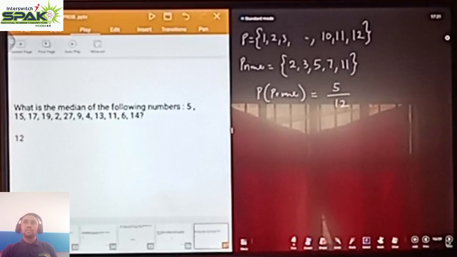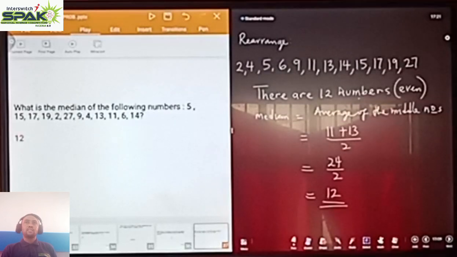What is the median of this set? Don't forget, rearrange. When we rearrange them, you see that here we have 12 data, which is even. So the even data will leave 2 numbers at the middle. So the 2 numbers at the middle are 11 and 13. You now find the average. Don't forget, I've explained that. You add 13 and 11, then divide the result by 2. So that will give us 12. So 12 is the median.